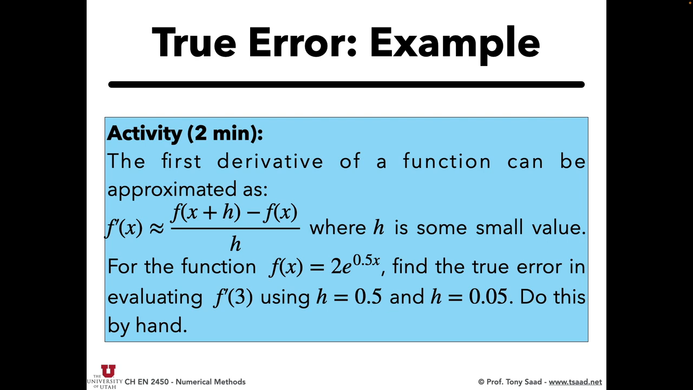Okay, so get the exact derivative value. First evaluate f prime of the function. Then evaluate that at x equals 3. So you compute f prime of 3, you get the true value. Then compute the approximate value. That was the definition of the true error: true value minus approximate value. Okay?